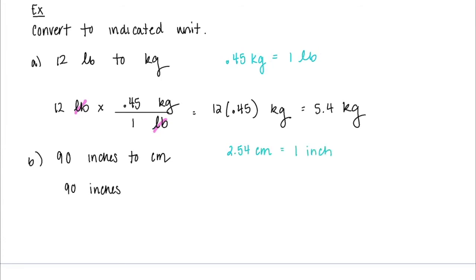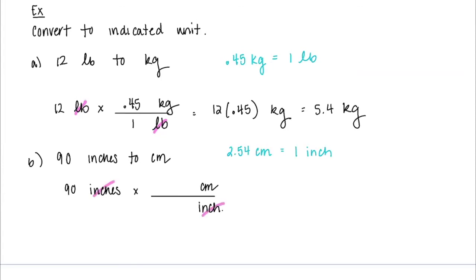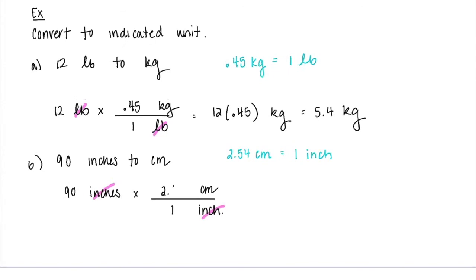So I'm starting with inches, which means in our fraction, inches goes in the bottom, centimeters goes in the top. And this will cause the inches to cancel. Filling in our blanks, 1 inch is 2.54 centimeters. So this is really 90 times 2.54 centimeters, which is 228.6 centimeters. Okay.